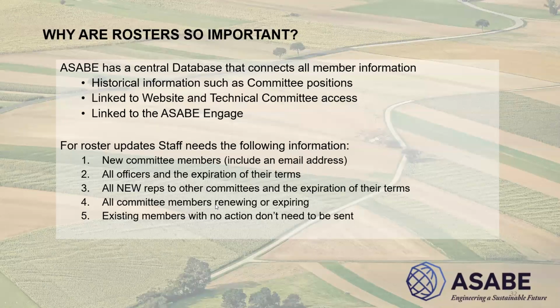renewing or expiring. If they are not renewing this year and they are not expiring this year, I don't need to see their name because they're not doing anything. If you have existing members with no action, I don't need to see that. So you can just send me your renewing and expiring members. Send me your new members. Send me your officers and new reps or liaisons. That's what I need. And then it helps me to update your roster much more efficiently.